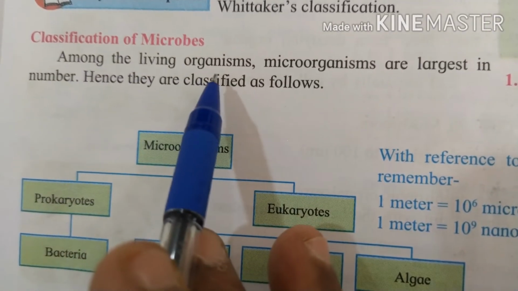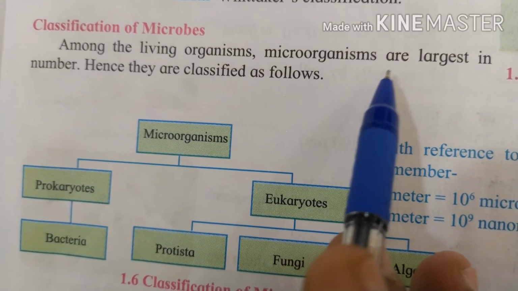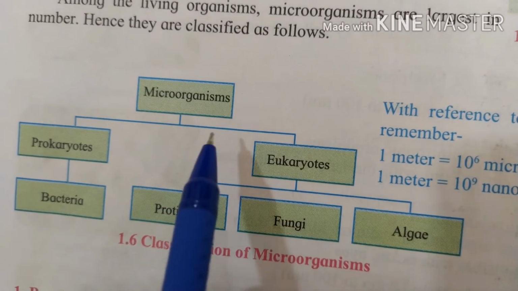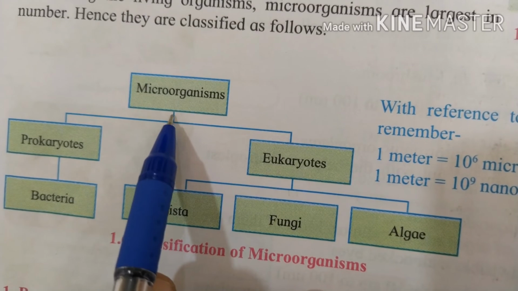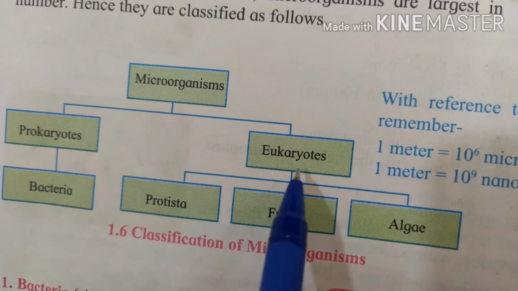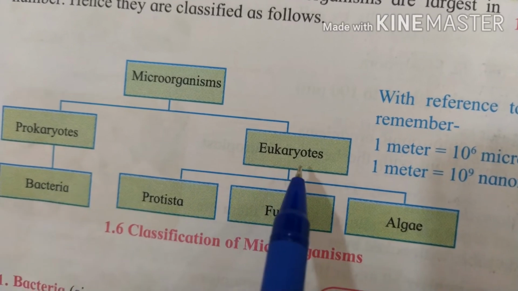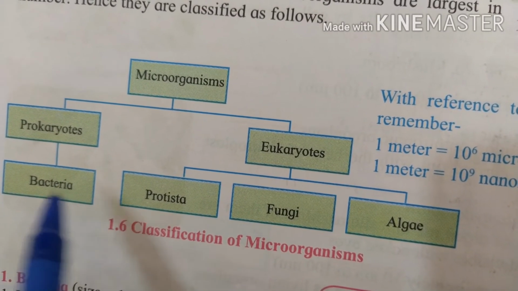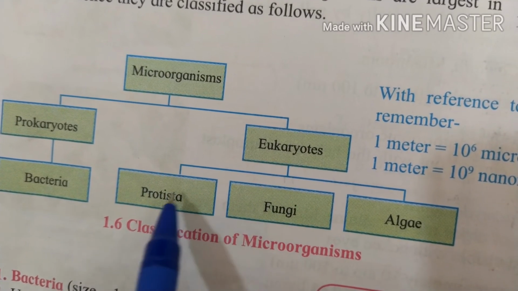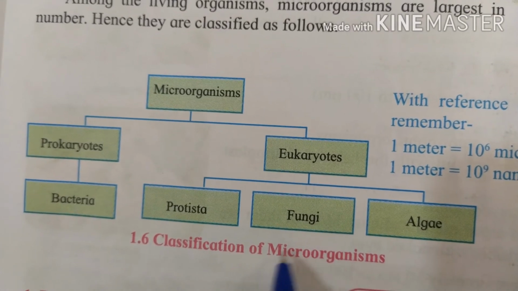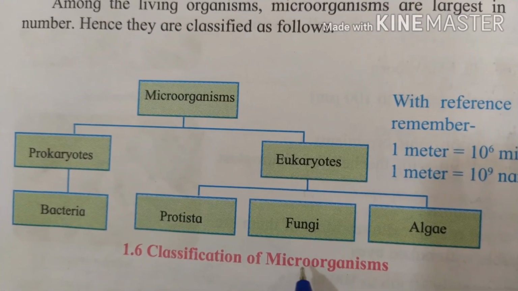Among the living, microorganisms are largest in number, and hence they are classified as follows. For microorganisms, we have this classification. First, they are divided into two: prokaryotes and eukaryotes. Then prokaryotes are further divided into bacteria. Eukaryotes are divided into Protista, fungi and algae. This classification we will discuss afterwards. Okay, thank you.